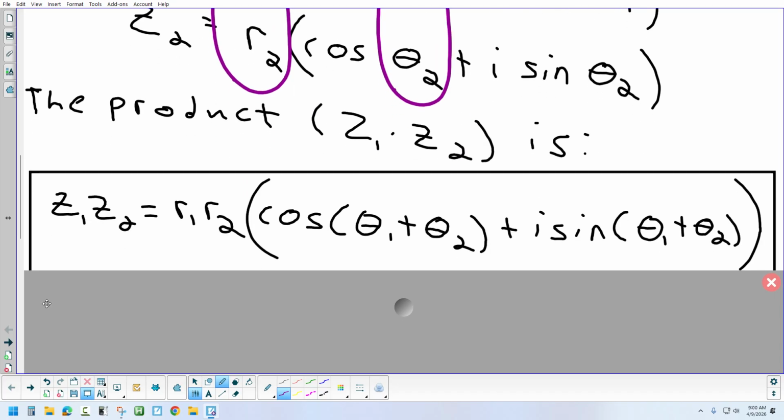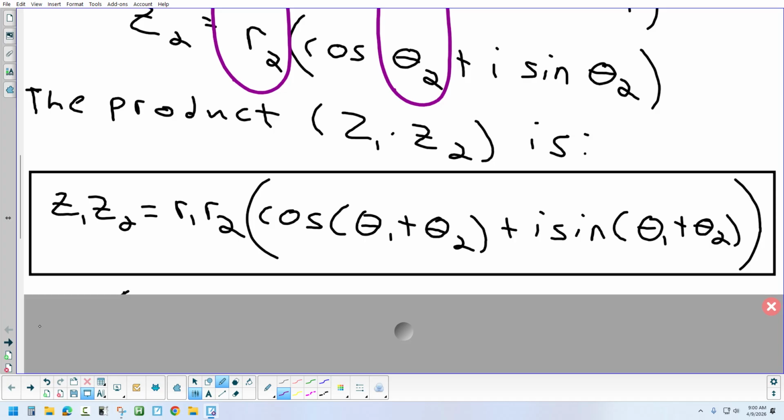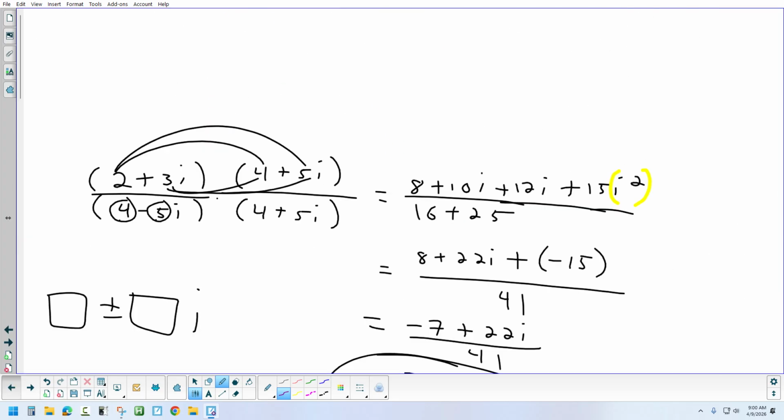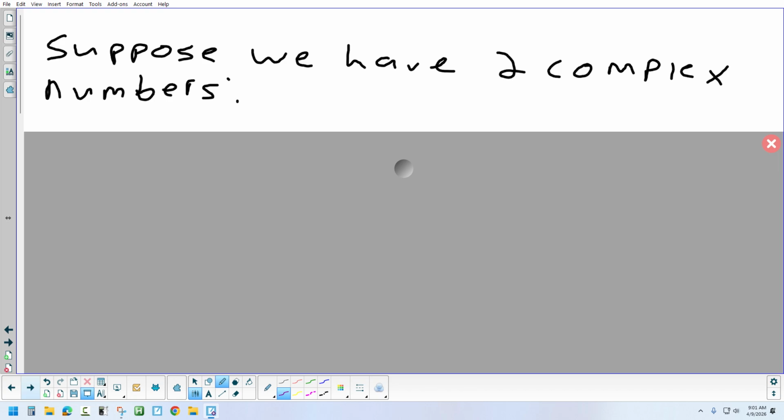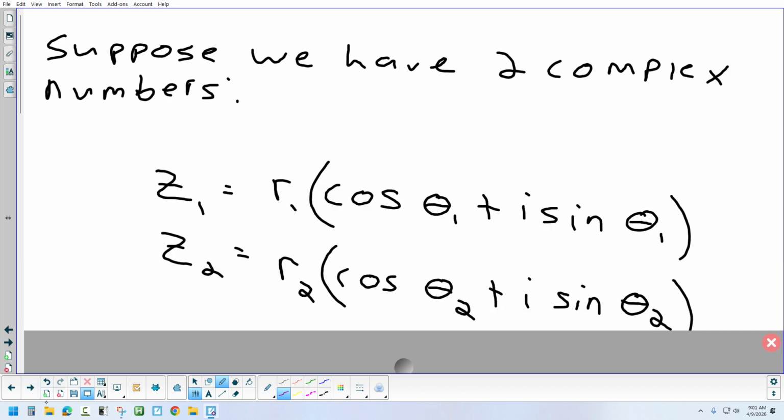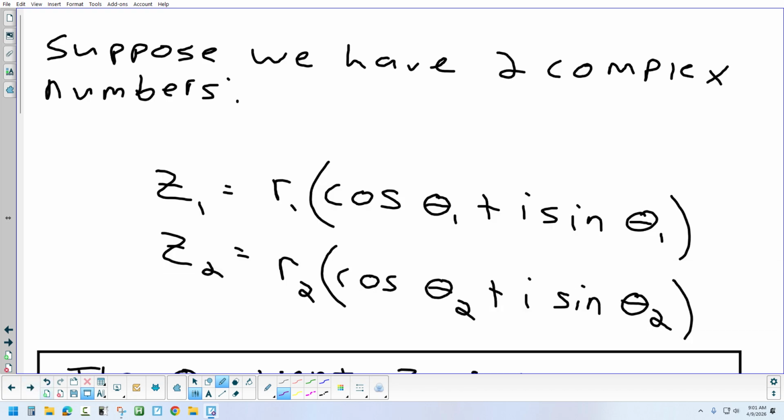Okay, so that's the product. And then we'll do, I think I have the quotient on the next page. Let me just see. Yeah, got the quotient on the next page. So we'll get to that.